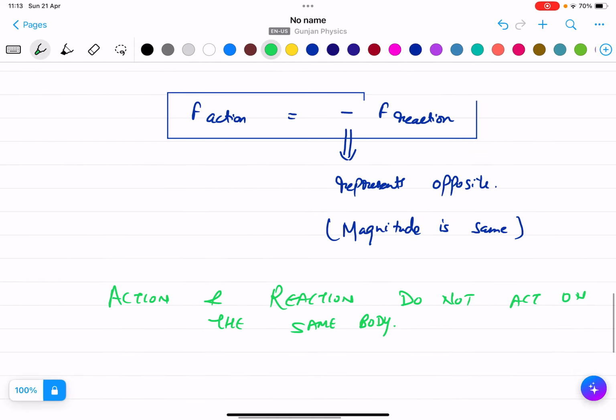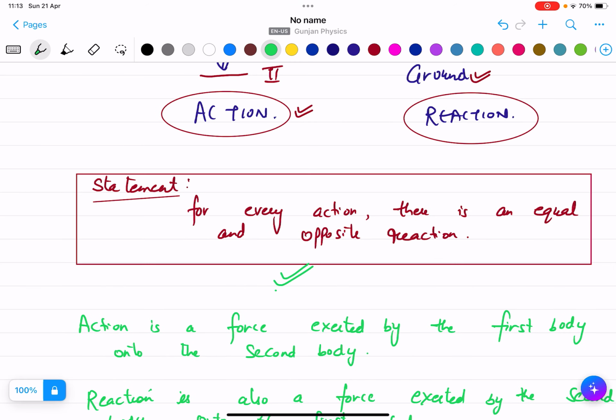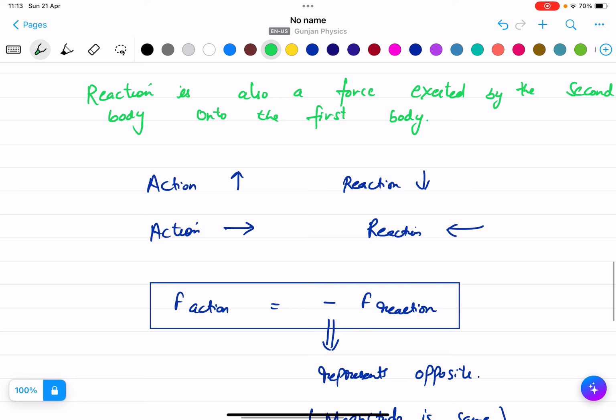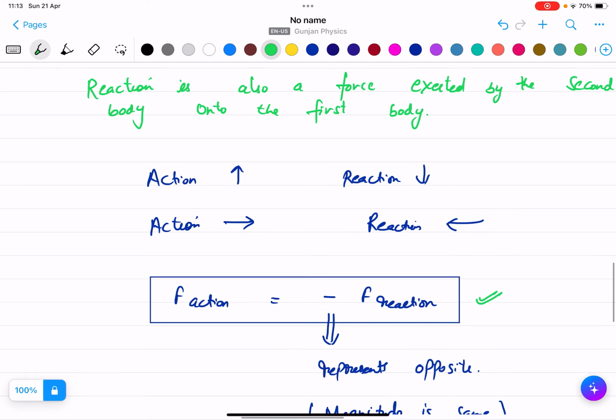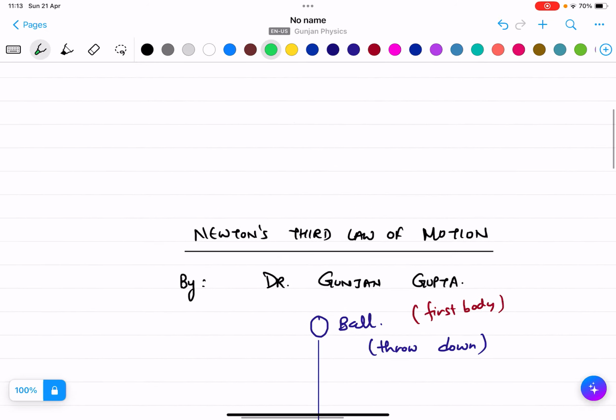So this is our third law of motion. This is the statement of the third law of motion: for every action there is an equal and opposite reaction. This is the mathematical form you can write, and the negative sign represents opposite, and action and reaction do not act on the same body. Very, very important.